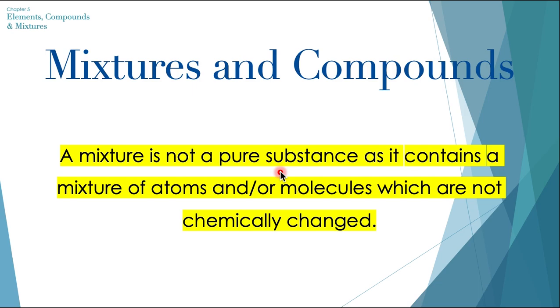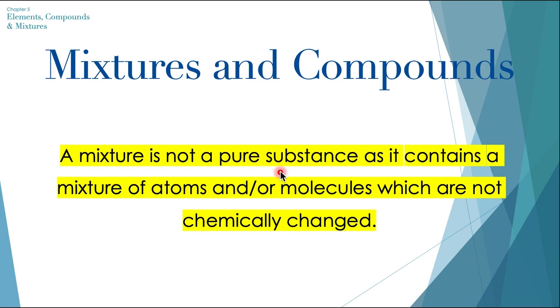So the difference between a compound and a mixture is that a mixture is not pure whereas a compound is pure. A mixture can be made up of anything at all. Different kinds of molecules together, different kinds of atoms together, different kinds of atoms and molecules together. So a mixture can be made up of anything at all, whereas compounds are made up of only one molecule.